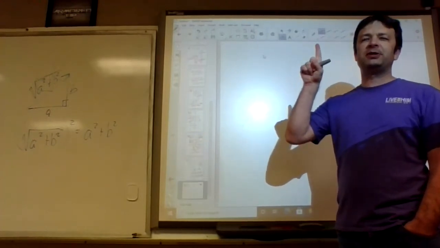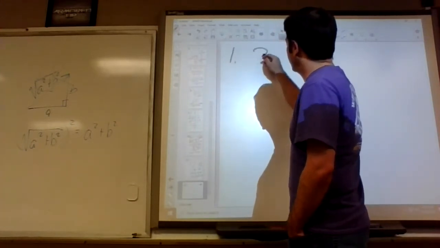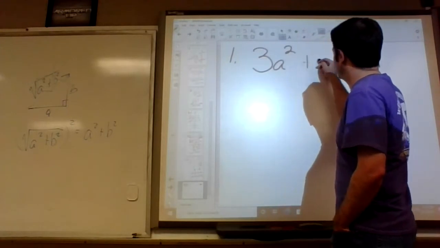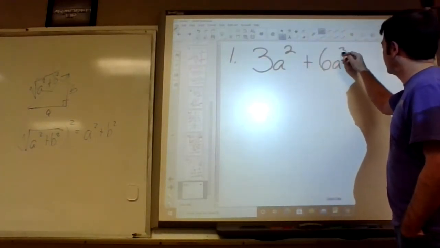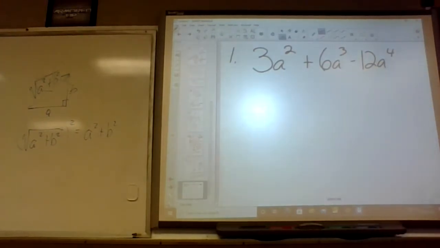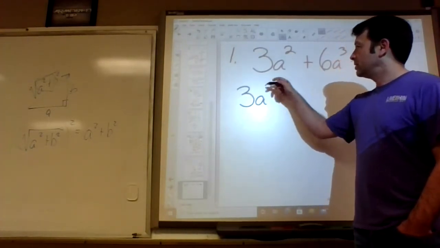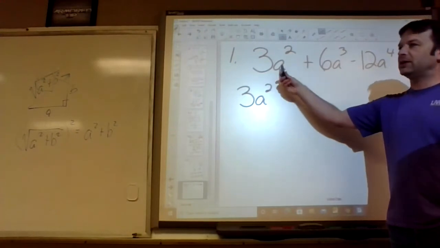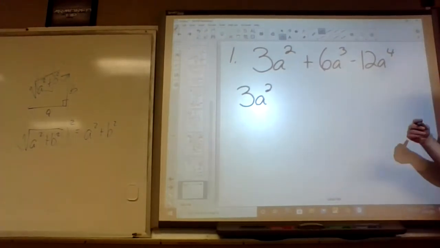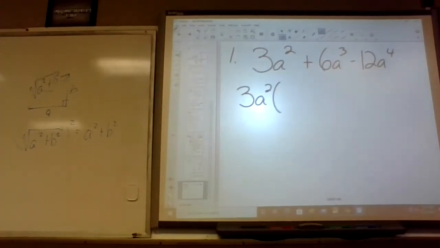So the first thing we learned was take stuff out. Does this ring a bell? Here's number 1: 3a squared plus 6a cubed minus 12a squared. So you can take out 3's. What can we take out of all three of those? 3 and a squared. So you put 3a squared on the side, because 3 goes into all these, and they all have at least an a squared. In parentheses you put what's left after you divide all those by 3a squared.